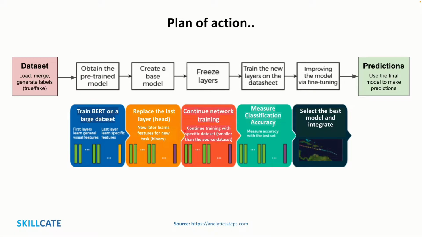Moving on, this is our step-by-step plan for building this project. First up, we load our dataset, that is the true.csv and fake.csv files. Then we merge them into one and generate true and fake labels. Post that, we obtain the pre-trained BERT model to use as the base of our fake news detection model. As we know by now, BERT has insane language comprehension capability, so it shall make our fake news detection model better understand news context and hence make intelligent predictions on news being fake or not fake.